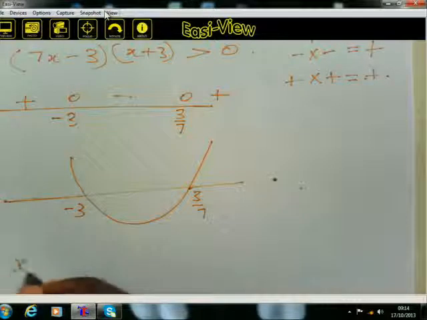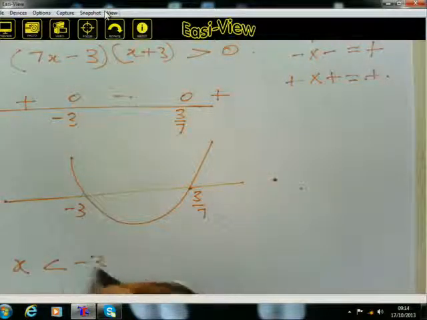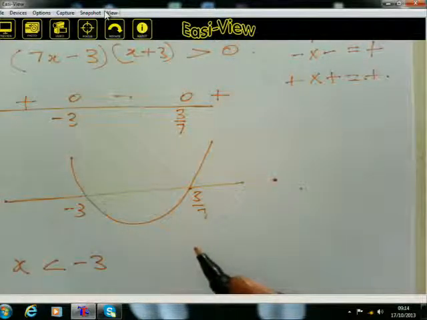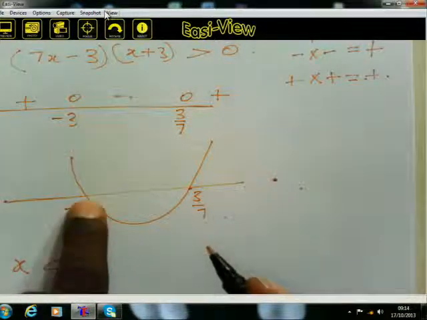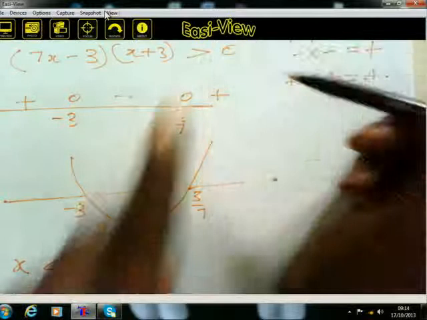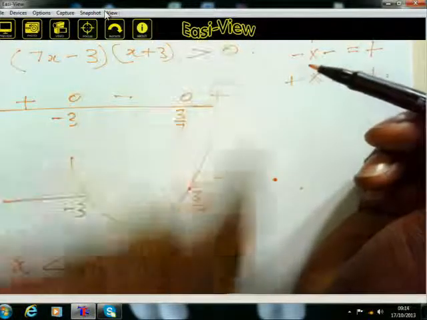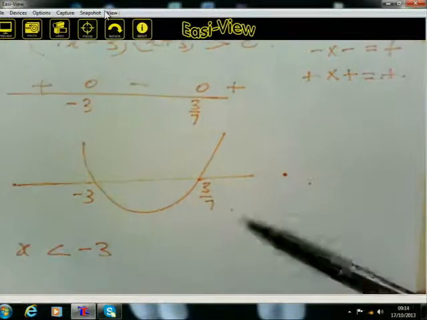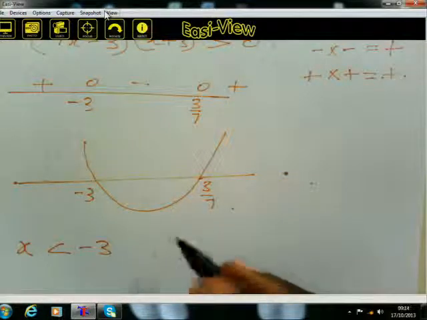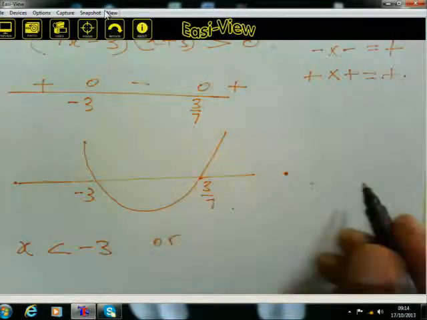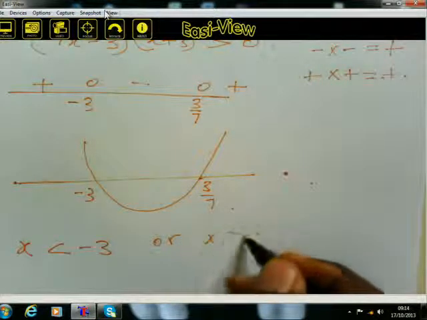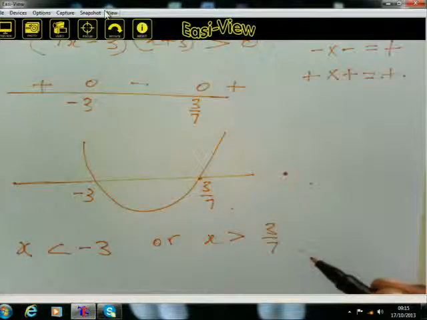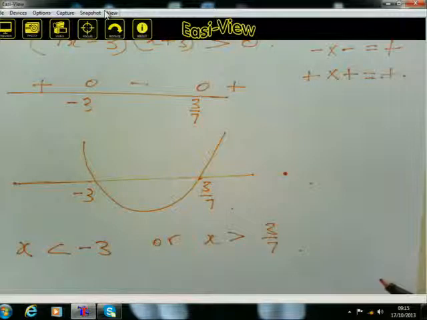It simply means that x is less than negative 3, for those values from negative 3 to the left. But I must not include the negative 3, because the sign of the inequality there was talking about greater than. So I must include all those values there, right? The same applies here. I take those values whereby x is going to be greater than 3 over 7.